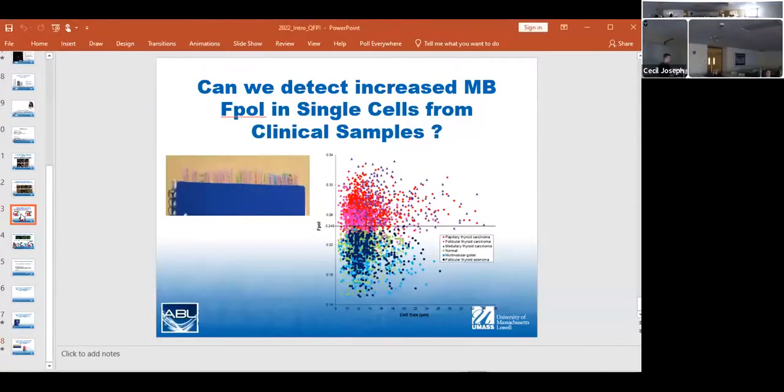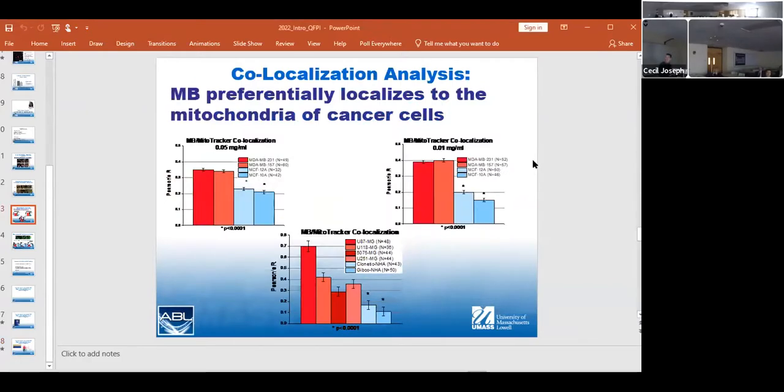Is the screen sharing? I think it's sharing. Previous investigations performed in the lab, conducted by Xin Fang, investigated this idea in cultured breast cells and cultured brain cells, about what the mechanism is of the increased fluorescence polarization value in cancerous cells. And so here's some of the data.